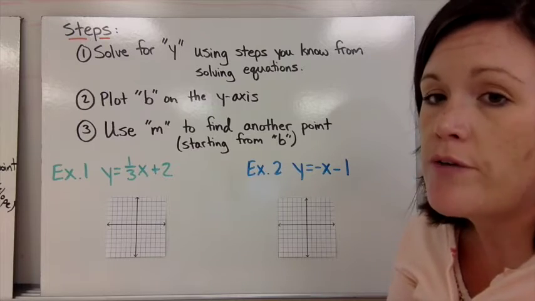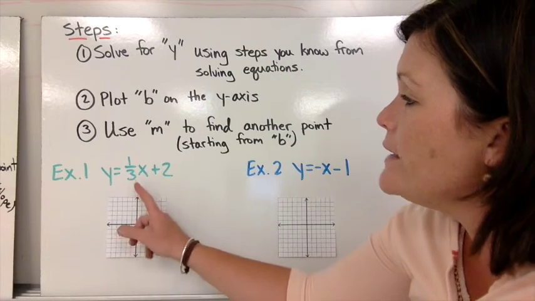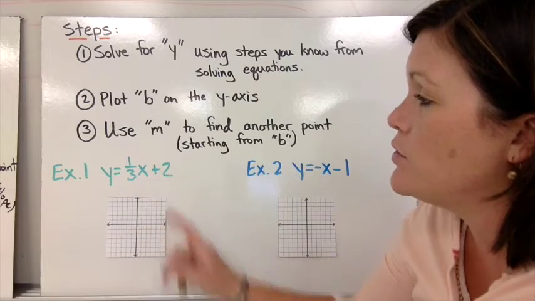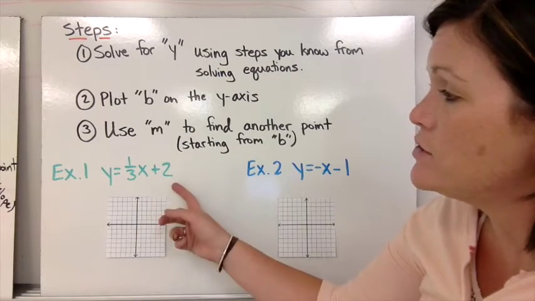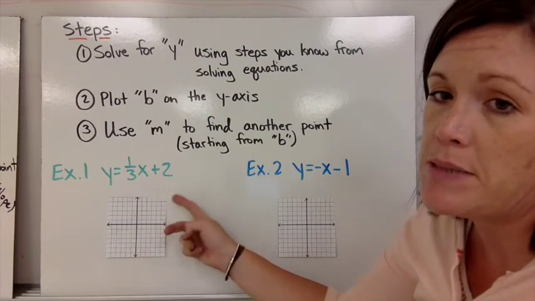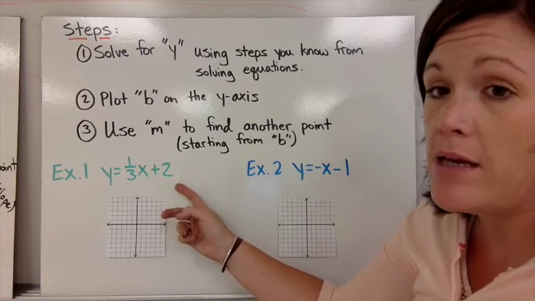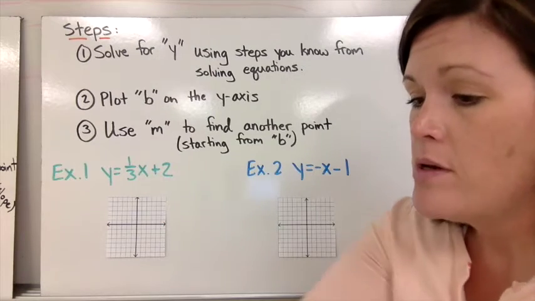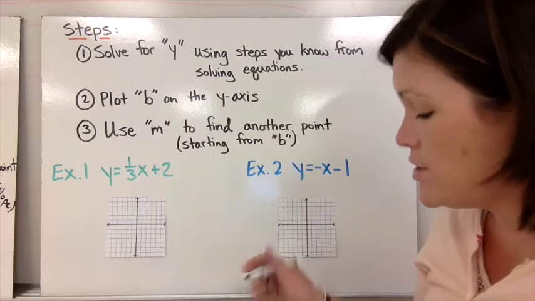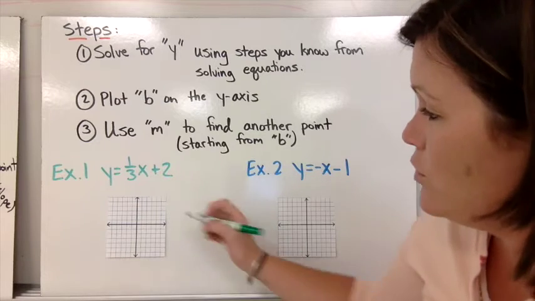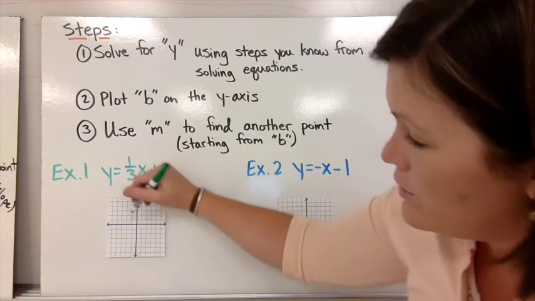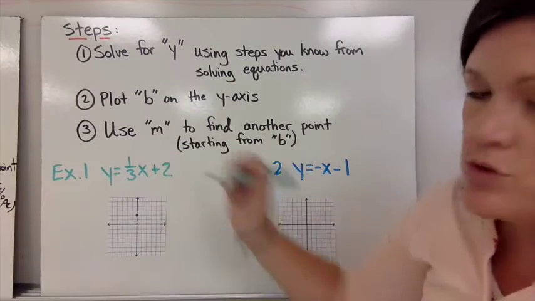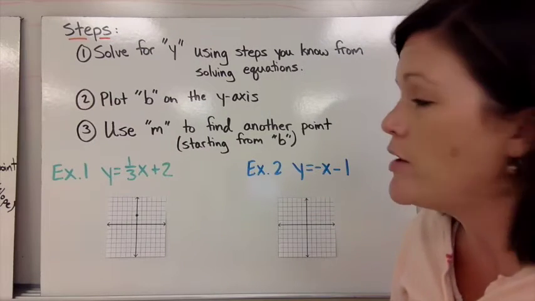Example 1 is pretty straightforward. I have y = 1/3 x + 2. So b is 2, mx + b. b is the beginning of my graph at 2. So I just need to go up 2 on the y-axis. From 0, I'm going to plot a 2 right there. That's the beginning of my graph.